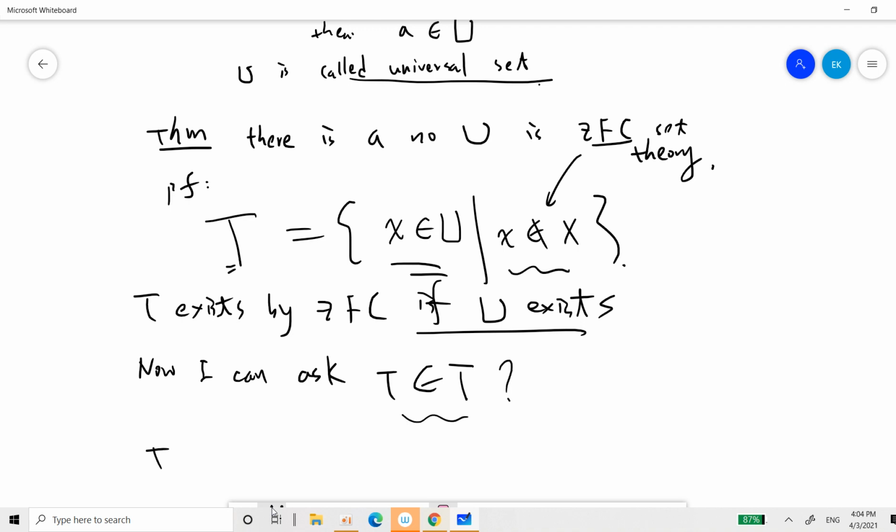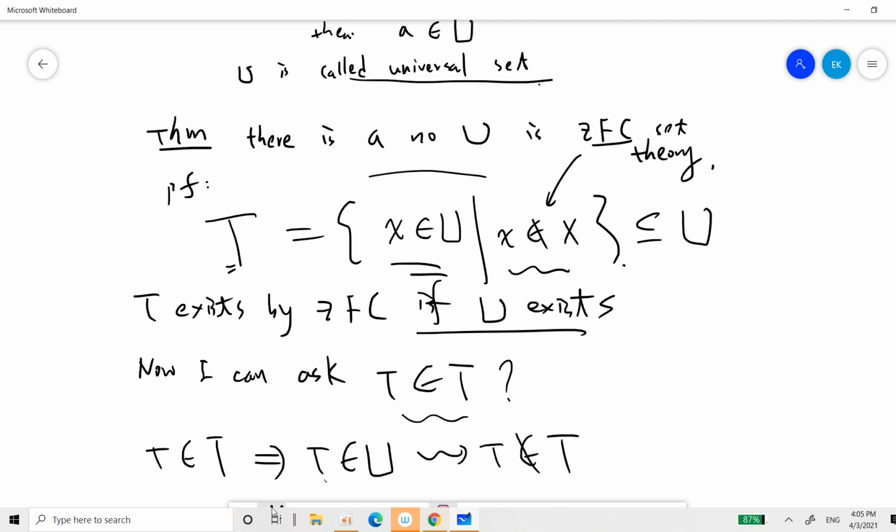Now if T belongs to T, then by definition T belongs to U. You see T is a subset of U, because T takes elements of U. And T is also a set, so it must belong to U. But if T belongs to T and T belongs to U, that means T does not belong to T, by the definition of T.